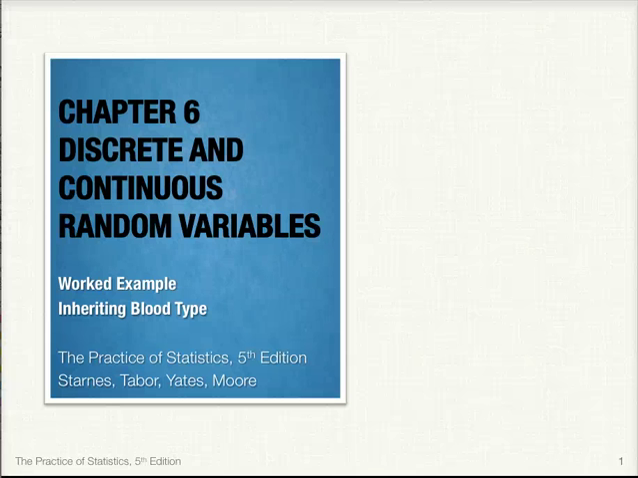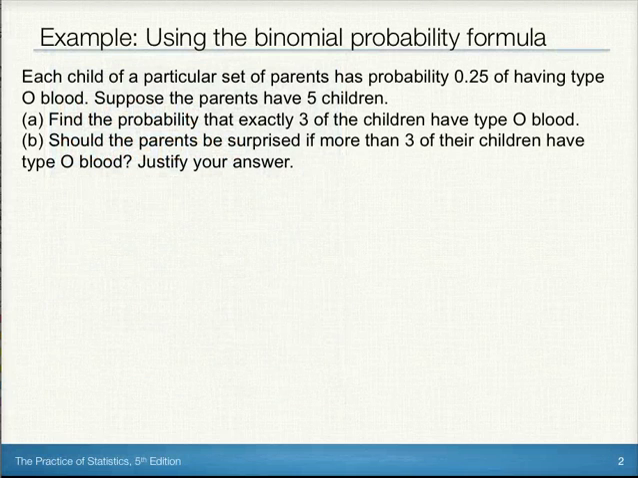In this example, we'll review how to use the binomial probability formula. Each child of a particular set of parents has a probability 0.25 of having type O blood. Let's suppose the parents have 5 children. We want to find the probability that exactly 3 of these children will have type O blood. And then we'll want to figure out whether or not the parents should be surprised if more than 3 of their children have type O blood. And of course, we'll want to justify our answer.